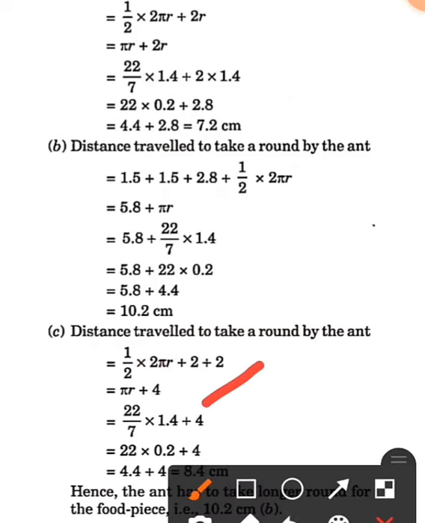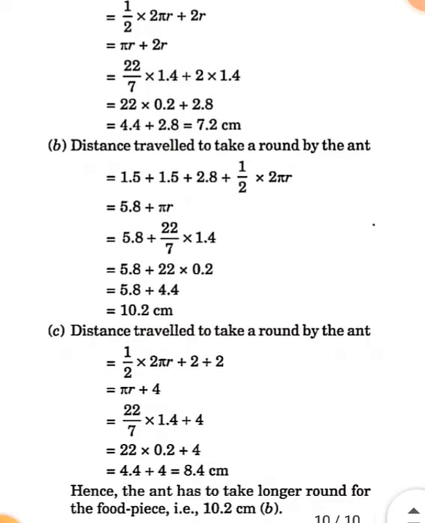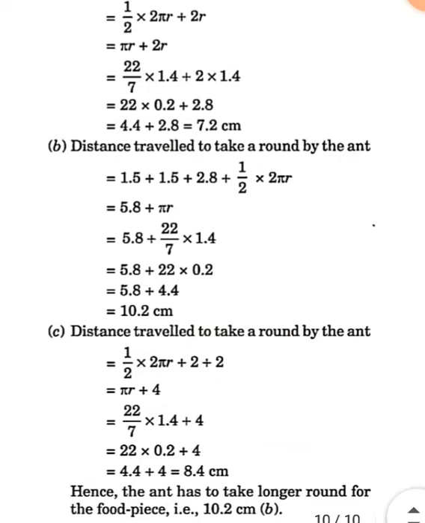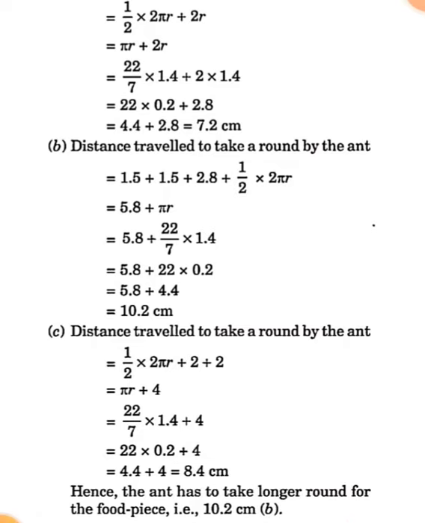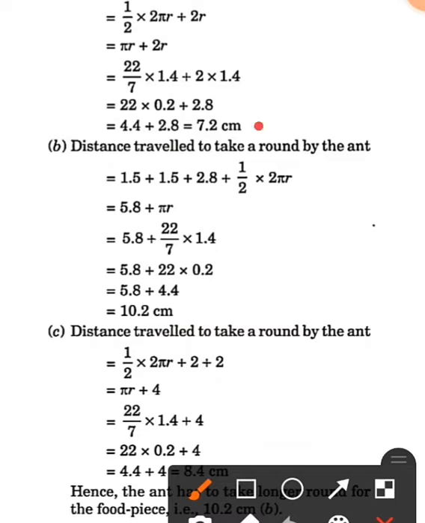So pi means 22 upon 7, into r. R means our radius. Okay, so 22 upon 7 into 1.4 plus 4. So after calculating this whole part, your final answer will be 8.4 centimeter. So 8.4 centimeter will be the answer for the third one. So for the first one, the answer is 7.2 centimeter. The ant has to cover a distance of 7.2 centimeter. For the second one, the ant has to cover 10.2 centimeter, and for the third one it has to cover 8.4 centimeter.